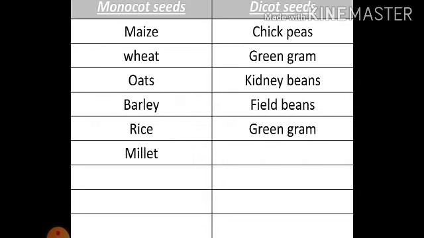In dicot seeds there are chickpeas, they are dicot seeds, therefore they are under dicot seeds. Green gram are also dicot seeds. Kidney beans, dicot seeds. Field beans, dicot seeds. Green gram, they are also dicot seeds, so therefore they will come under dicot seeds. Okay, I'm giving you a minute to observe the table.